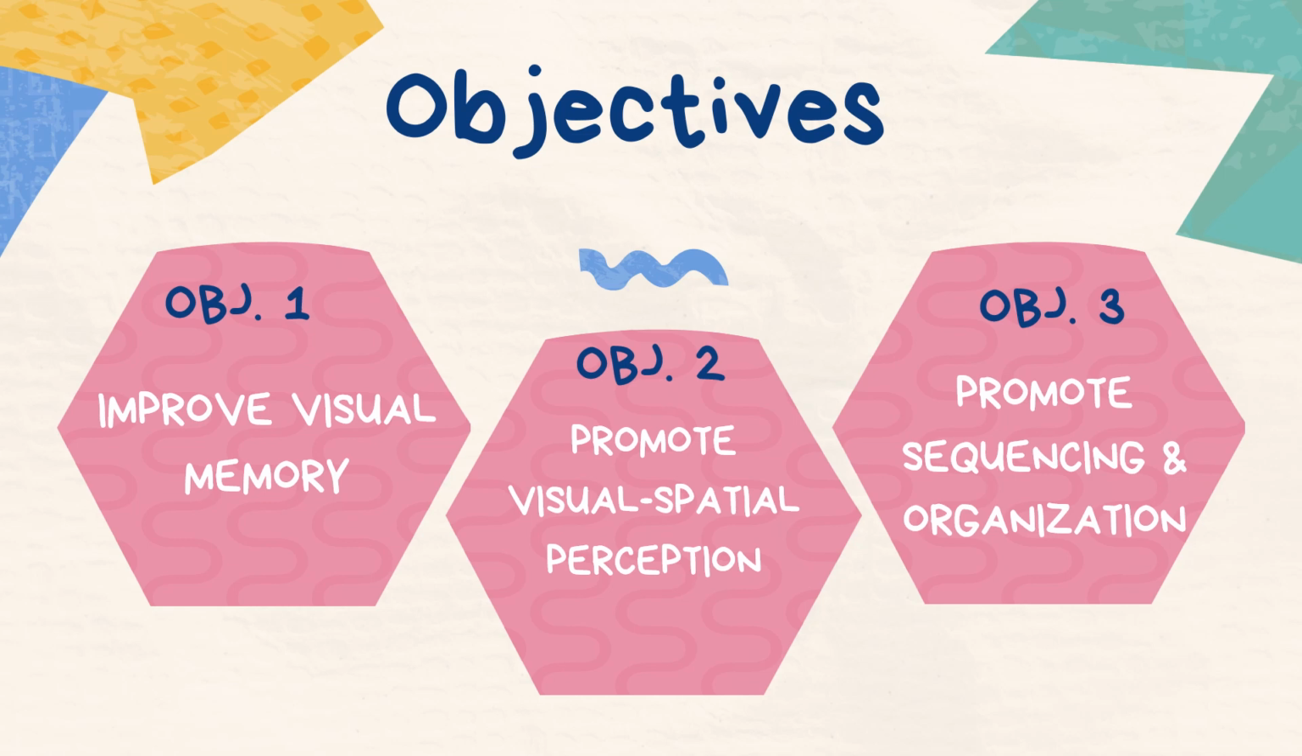So here are the objectives for the first activity that I've chosen for her, and I felt like were the most appropriate because from my observation during fieldwork, these are the objectives that she struggled with the most. So what I want to do is improve her visual memory, promote visual spatial perception, and promote sequencing and organization.